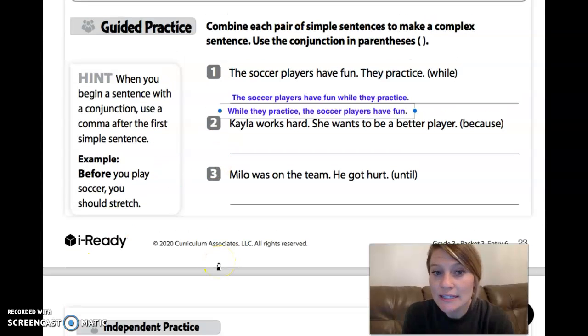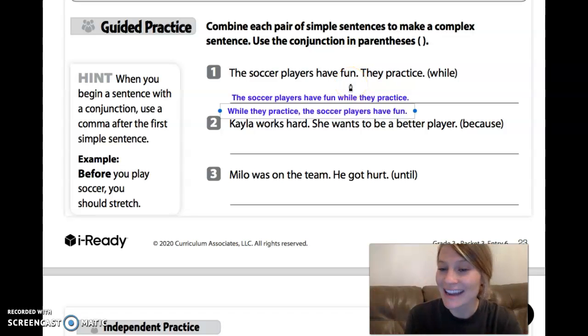All right, so for this number 1, I actually did it 2 different ways, and I want you to pay attention to how I use this conjunction. Look what I did. The soccer players have fun while they practice. While means during. So that could be my sentence. I just got rid of my period and I want to make it complex.